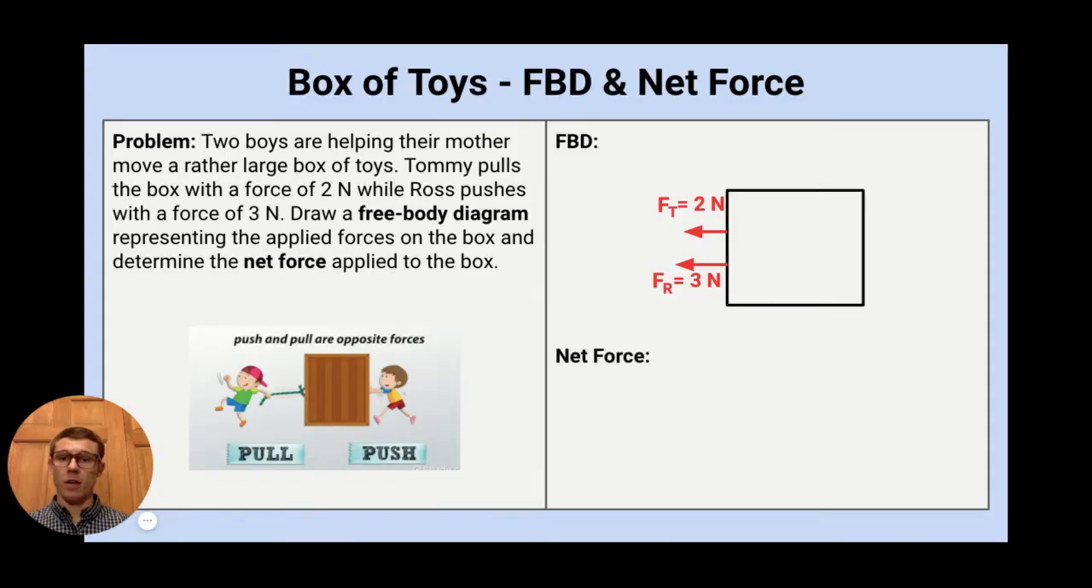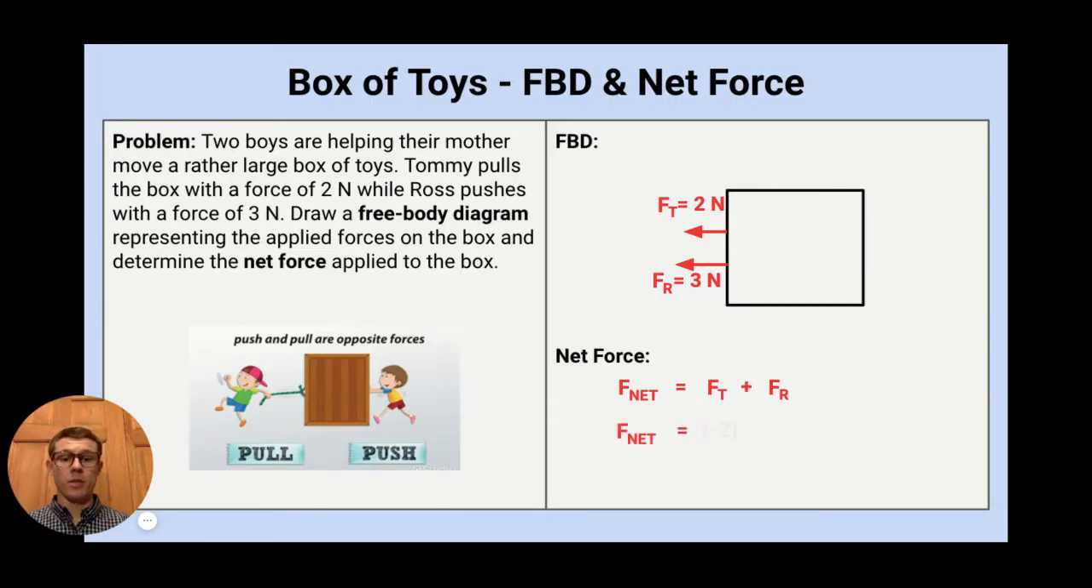Net force is something that you guys have heard before, so I'm not going to describe it too much, but it's basically just the overall force acting on the box. So in this case, we have two forces acting that we have to sum here. We have the force due to Tommy. We also have the force that Ross is applying. So we have F_T for Tommy plus F_R for Ross.